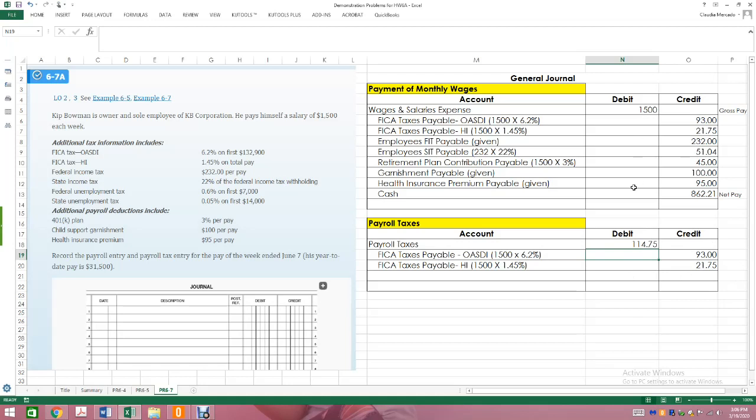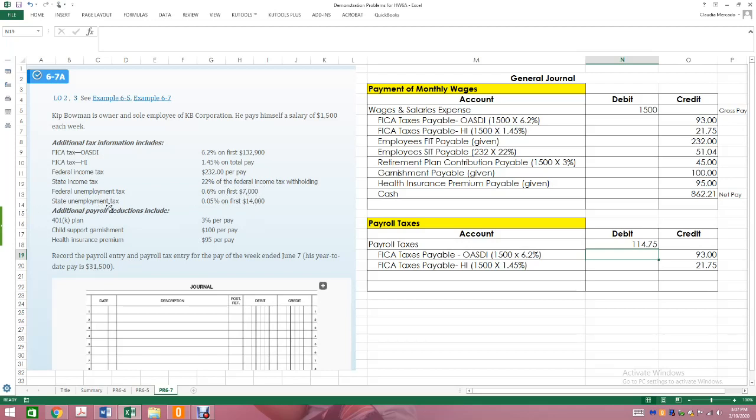Now remember, on your homework, this amount might be less. So be very careful when you're doing your homework problem. Look at this number right here, and look at the limits. You are responsible to pay federal unemployment tax on the first $7,000. So let's assume that this employee had made $5,000. You would have to pay federal unemployment tax because you haven't reached the $7,000 limit.